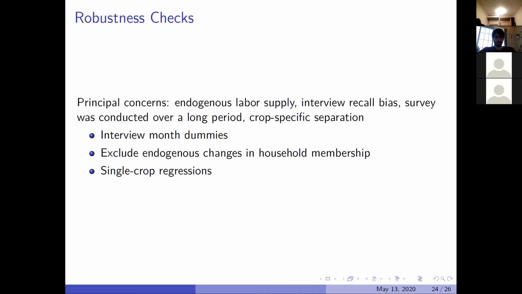Then lastly, I did single crop regressions. I don't have the paper in front of me, and I don't remember the exact pattern of rejections across all of the single crops, but I did run through all of the crops for which I had enough sample size to do some analysis. And I'm happy to talk about all that in case anybody's really interested in more.